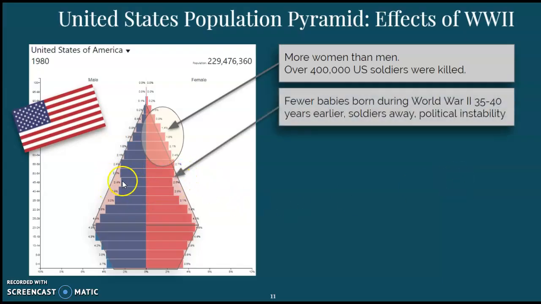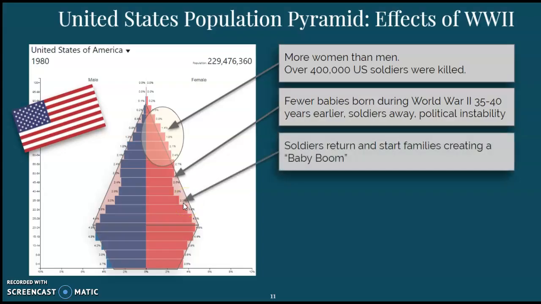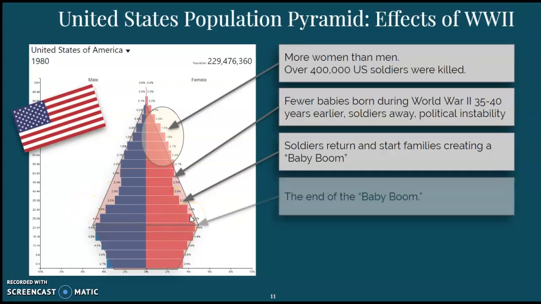This little waistline here where it goes narrow shows that fewer babies were born during World War II. The soldiers were off at war, and so they weren't there to get married and have kids. When they came home from the war, though, they made up for it with what we call the baby boom. When they did come home and get married, they suddenly started having families, and it really blossomed out quickly with some rapid population growth.